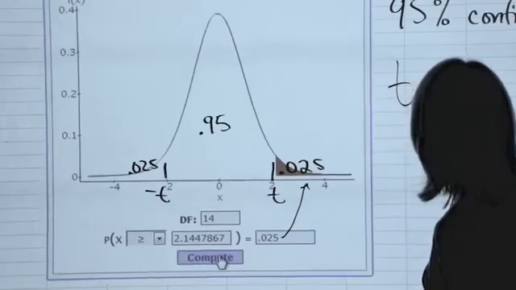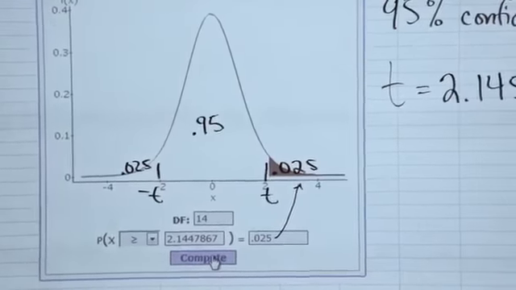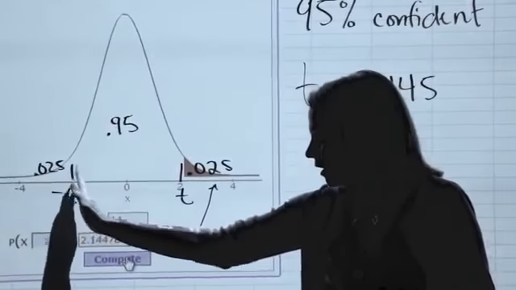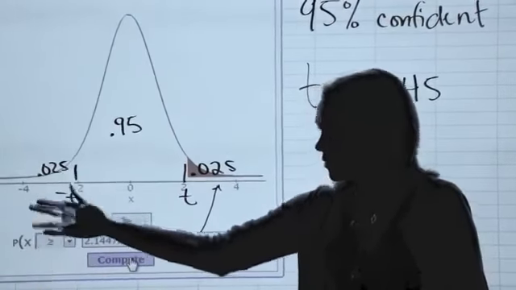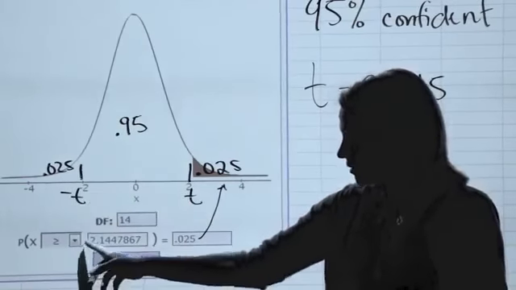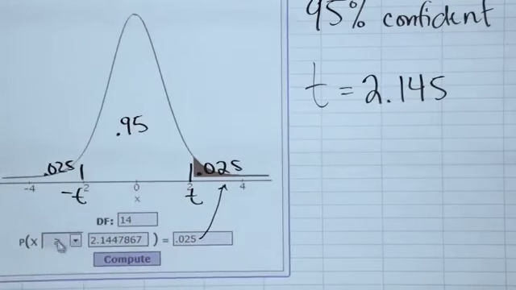So I get a value of 2.145. It's fine. If you would have preferred to have found the area or this critical t-score that's over on the left, that's fine. I already know what that's going to be. That better be negative 2.145. So just to show you, you get the same thing.